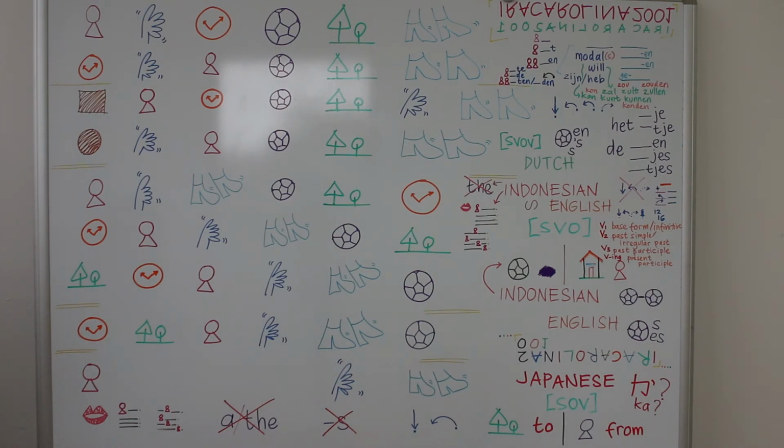And in English, some people say that there are 12 tenses. Some people say there are 16 tenses in English. In Japanese, there are 2 tenses. One is for the present time, the other one is for the past tense.